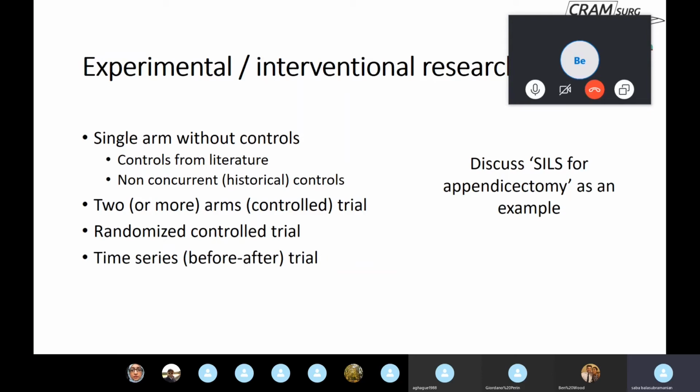Another group of experimental research studies come under the category of time series, or before and after trials. Now, you're unlikely to encounter this in surgical literature, but this is quite a common design in medical literature, whereby, for example, if you want to look at the effects of certain analgesics on chronic pain, you could subject the same patient to two or three different pain medications and assess their pain and quality of life after weeks or months of having taken different medications.